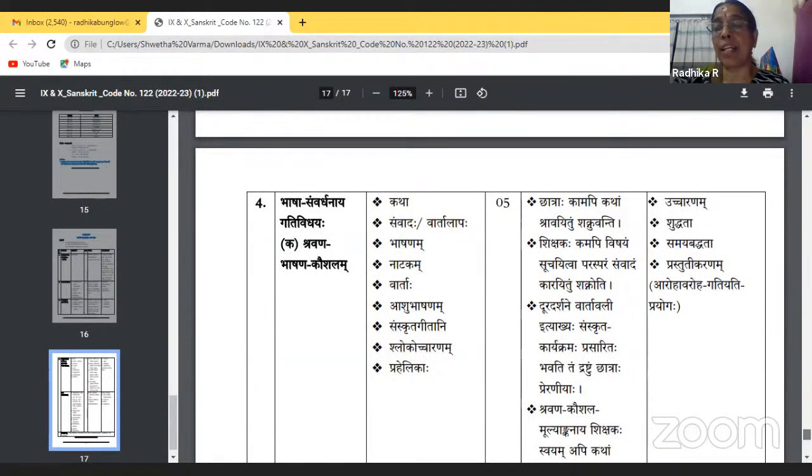Then the next one is Bhasha Samvartanaya Gadividhayaha. We have enrichment, language enrichment: Shravana Bhashana Kaushala, Katha Samvadaha, Vartalapaha, Bhashanam, Nadagam, Varta, Ashubhashanam, Sanskrita Gita, Slokam, Akshara Slokam, Prahelika. Chatraha Kamavi Katham Shravaitam Shaknuvanti, Shikshakaha Kamavi Vishayam Suljayita. We have to give some topics and tell them to debate about that. Dooradarshanasya Varta, news reading competition.